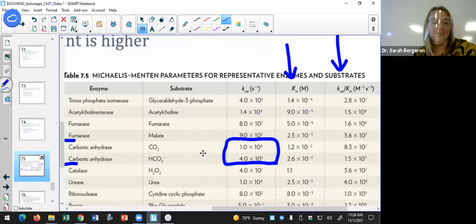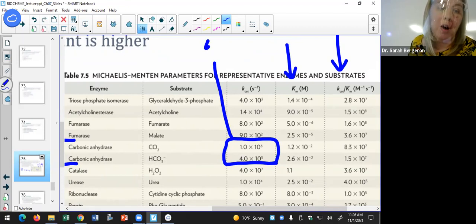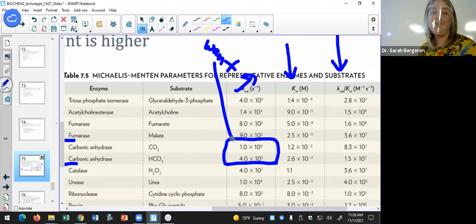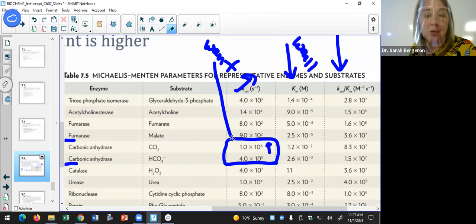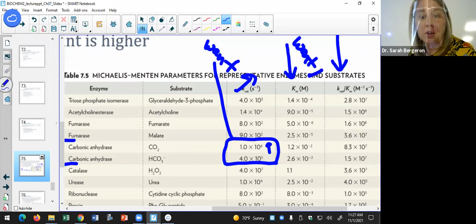Okay, so if I look at the two of them, if I look at Kcat, do we want this to be very high or very low? We want it to be very high. So which one has the highest Kcat? CO2 has the highest, right? So we have a very high, comparatively, Kcat. Tell me about KM. You want it to be low. Gosh, that's really close. 1.2 times 10 to the minus 2 and 2.6 times 10 to the minus 2. So it's about double, but for enzymes it's relatively close. So what do we want here, high or low? We want low, right? Because this is going to be the denominator in our catalytic efficiency.